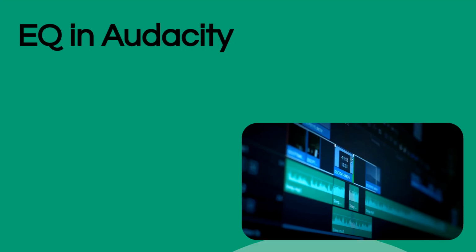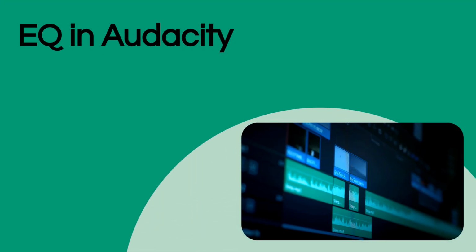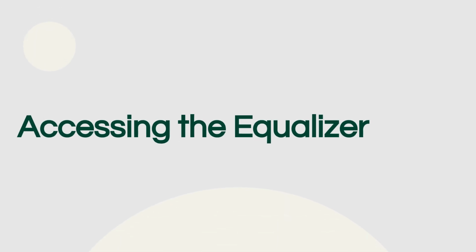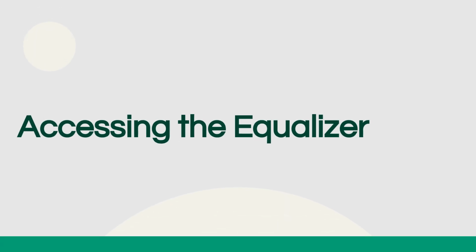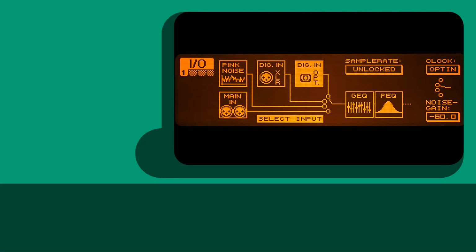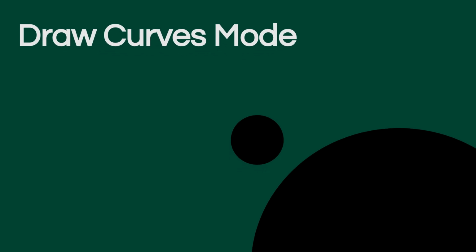The equalization effect in Audacity gives you precise control over your audio's frequency spectrum. Let's quickly see how to access this essential tool within Audacity. To open the equalizer window, simply navigate to the Effect menu and select Equalization. Audacity offers two main ways to use the EQ. First, let's explore the highly flexible Draw Curves mode.